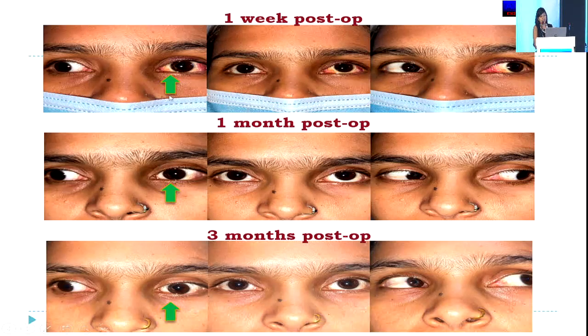So as you can see, then wait for 1 month. At 1 month, you see that the overcorrection gets better, and the hypertropia is still a little evident, and so the adduction recovery, the recovery movement on adduction, improves.